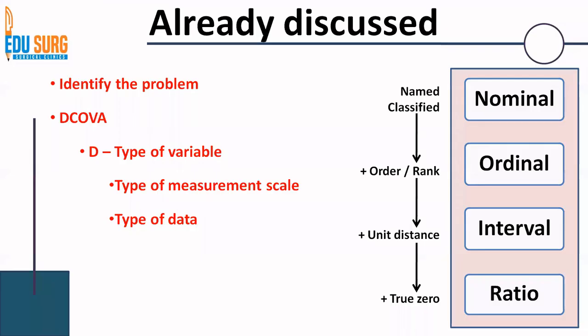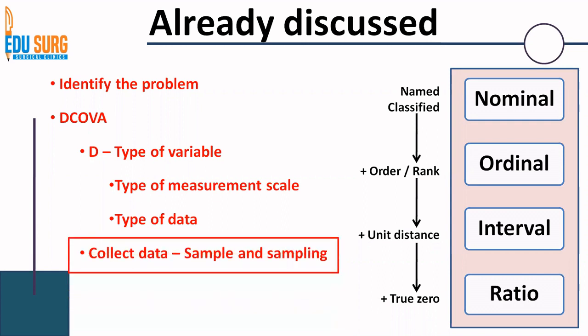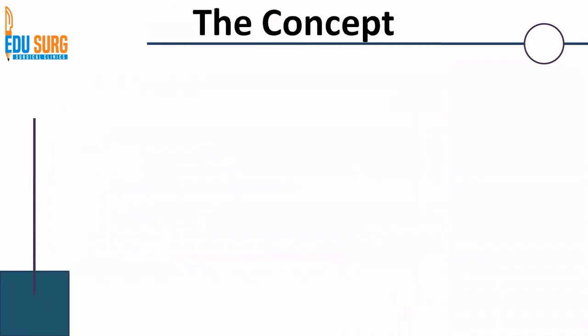So let us begin. In this series, in the previous videos, we have already discussed, based on the DCOVA framework, the type of variable, the type of measurement scale, and the type of data. We have seen nominal, ordinal, interval, and ratio in the previous video. So today we are going to focus on sample and sampling.